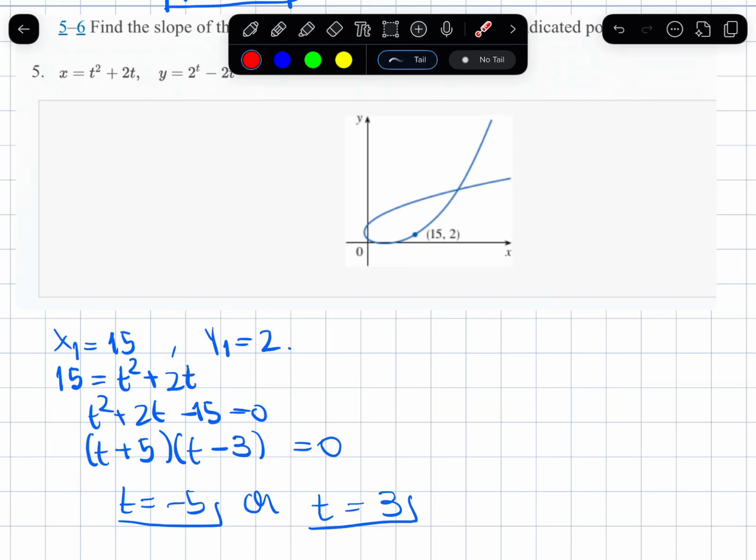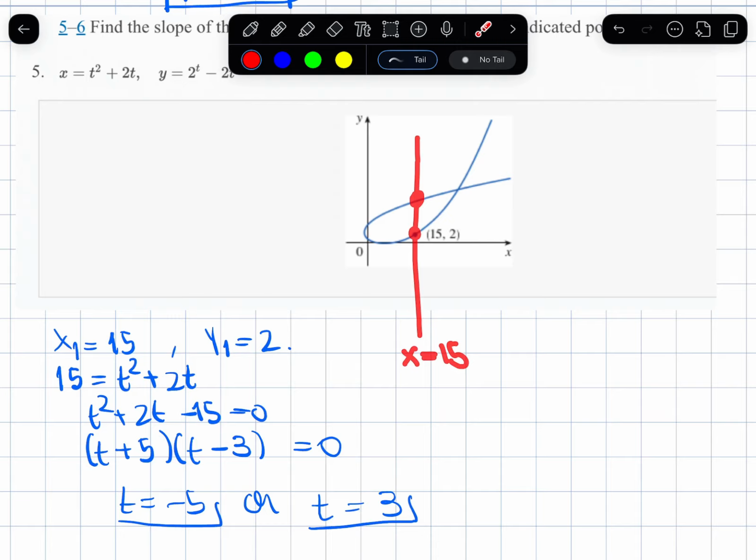This point right here is a point that the curve goes through twice, but not the one that we're looking at. And the reason for that is because when I set x to equal 15, I'm actually calculating the intersection of the curve with this line. This is the line x equal to 15. So there are two different points that the curve goes through.